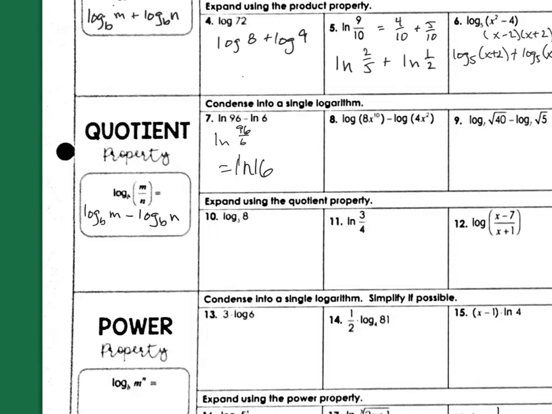Sorry, I got a little crazy. So for this one, we're going to have the common log, just the log, and then this 8x to the 10th will be on top, and 4x squared on the bottom. So let's reduce this to, and of course you subtract the powers, x to the 8th.